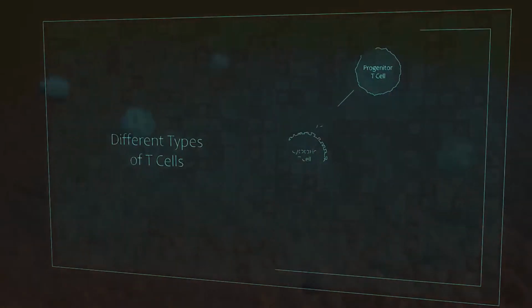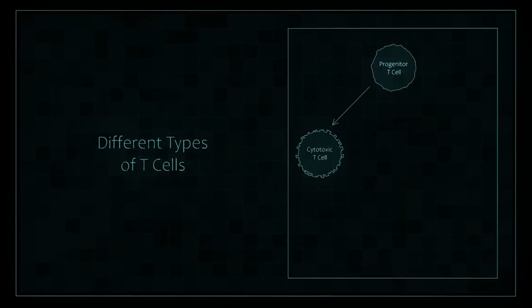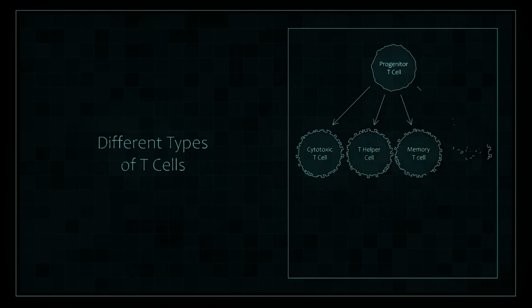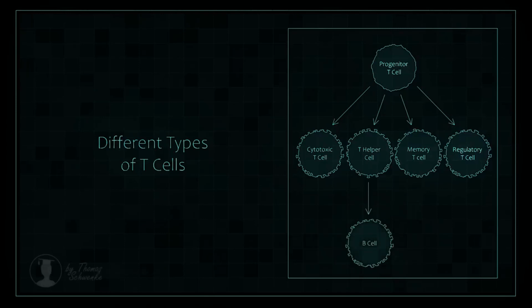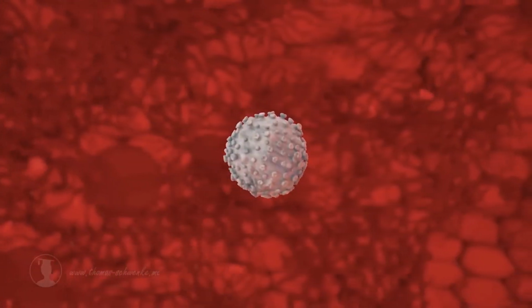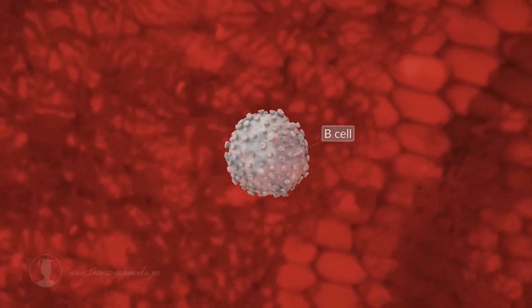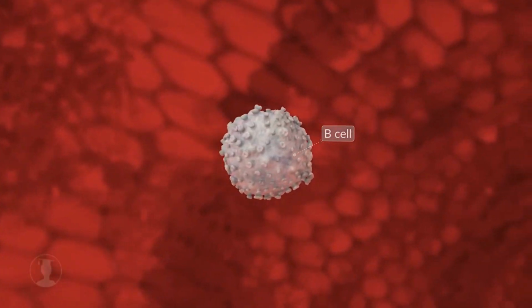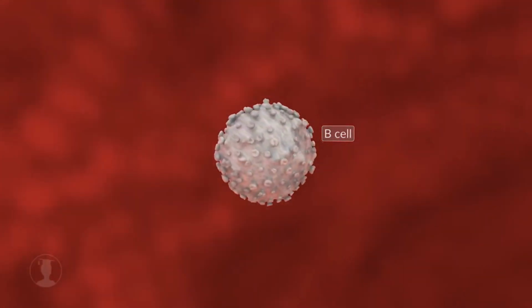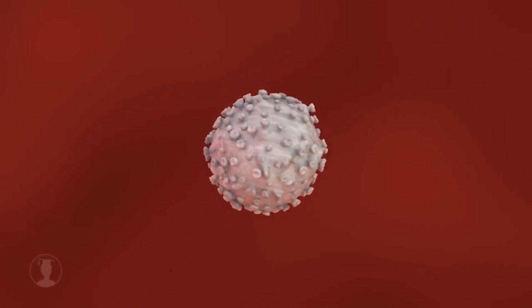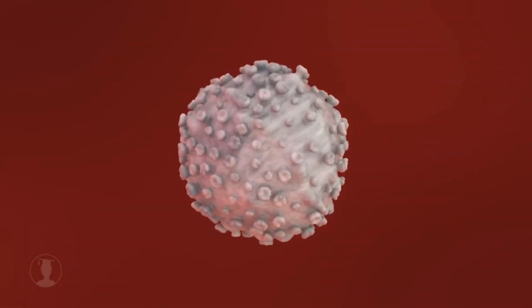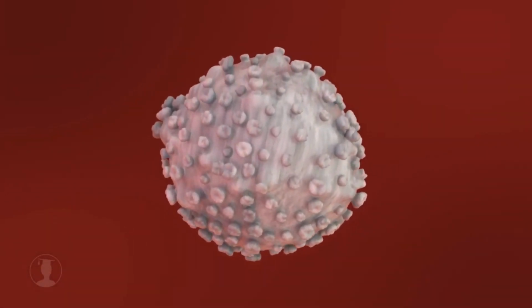There are not only cytotoxic T cells, but others as well. T helper cells, memory T cells, regulatory T cells, and others. T helper cells work hand in hand with B cells. B cells possess receptors like T cells. Like T cells, B cells also originate in the bone marrow. They then search for their specific antigen in the lymphatic system or in the bloodstream.